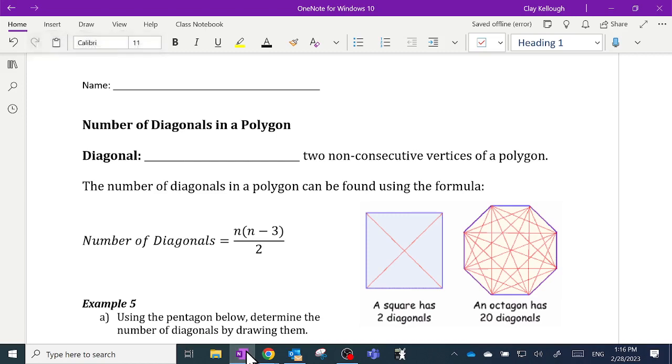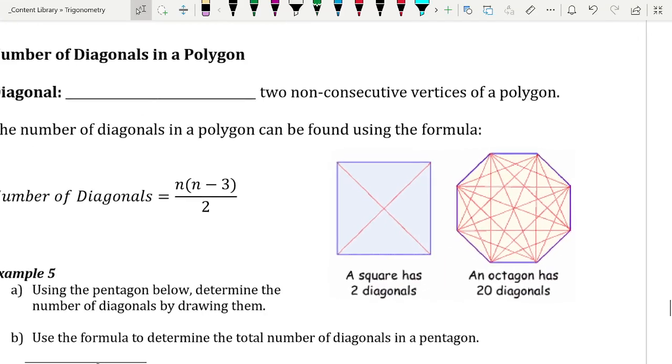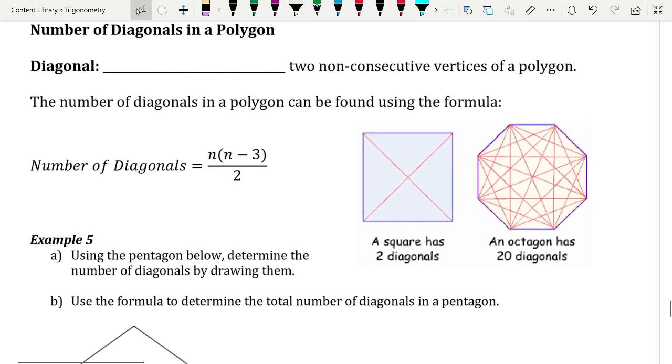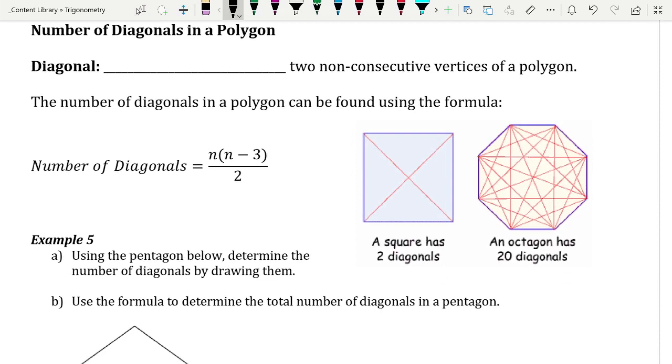So, grab my pen. And here we go. First of all, let's define what a diagonal is. A diagonal is a line connecting two non-consecutive vertices. Our phones should be away and we should be doing the notes. So a line connecting two non-consecutive vertices of a polygon.